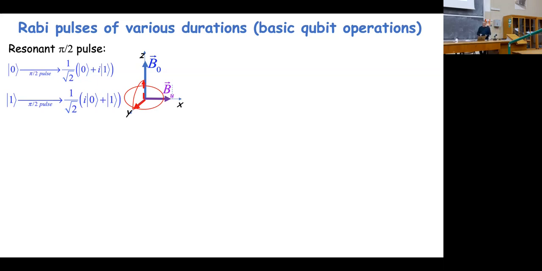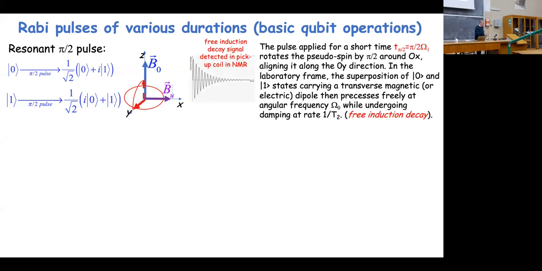So once the pulse is finished, what happens? Once the pulse is finished, you have now a spin which is rotating at the frequency omega 0 in the x-y plane. And this spin radiates electromagnetic waves. It is getting damped, and I will talk about the damping in a moment. So you get what is called the free induction decay. You have a transient signal, which follows the pi over 2 pulse and decays with time. And if you have antennas and coils, you detect this signal.